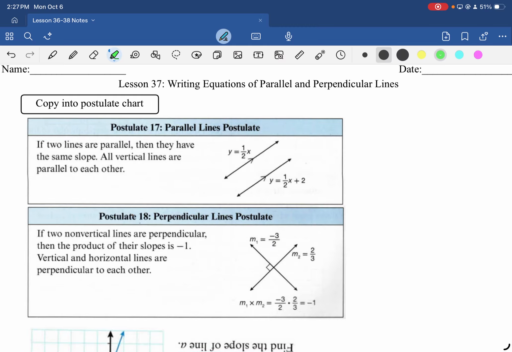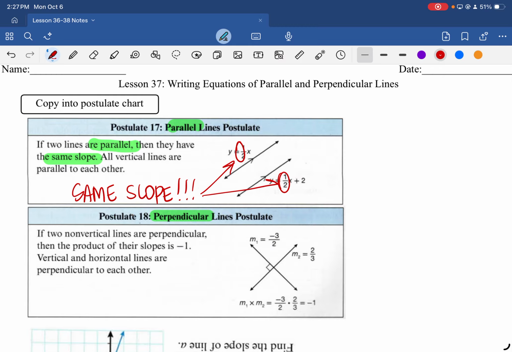The main takeaways for this lesson are parallel and perpendicular. Okay? When two lines are parallel, they use the same slope. Highlight that. Parallel, same slope. You may even want to write same slope. So, notice 1/2, 1/2. That's what makes those two lines parallel. They have the exact same slope.